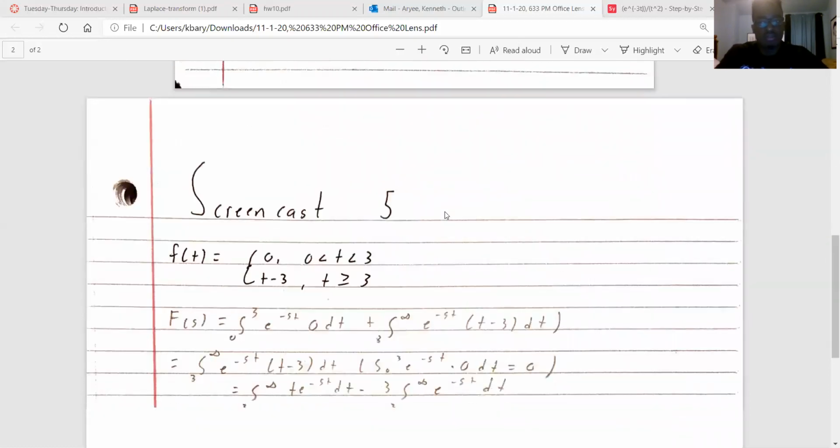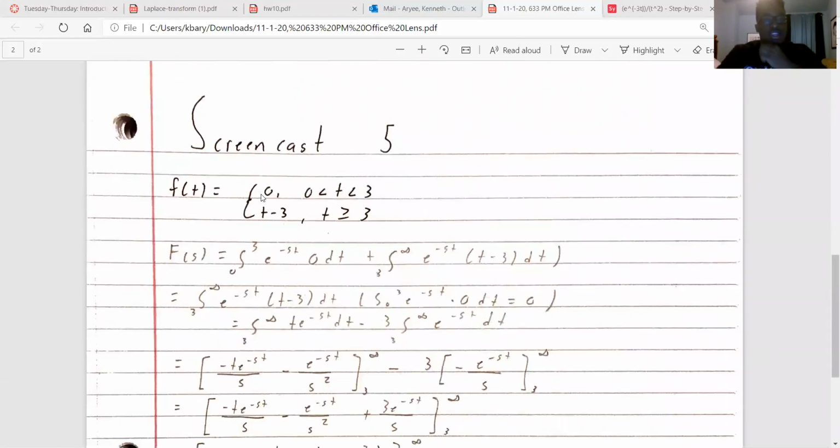But to go to the problem that we'll be talking about, we have f of t equals 0 and f of t equals t minus 3. And these are the conditions under which we have to prove it. So you have f of t equals 0 for t from 0 to less than 3, and then t minus 3 for when t is greater than or equal to 3.